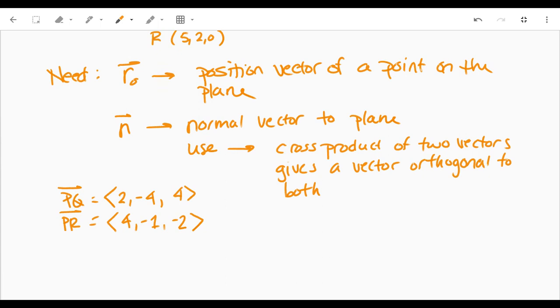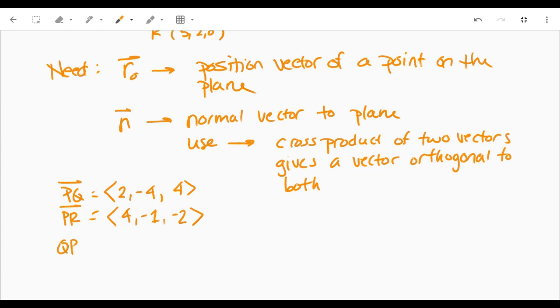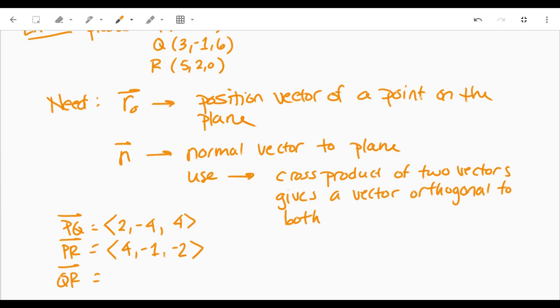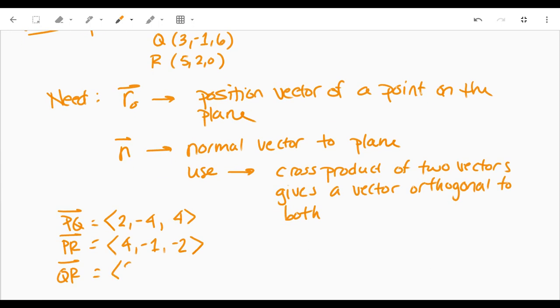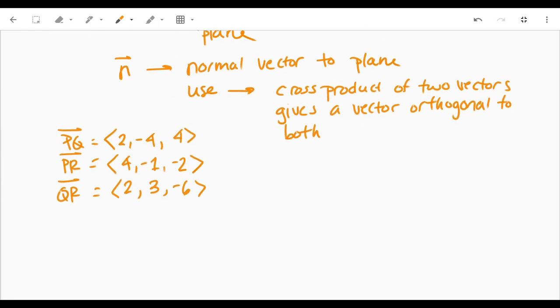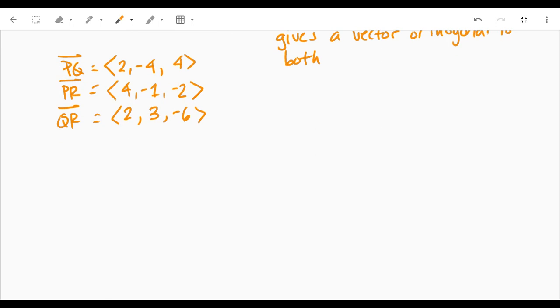We could use QR if we wanted to, which would be, let's see, 2, 3, negative 6. Okay, we can use any of those we want, and you could switch them around, like QP would just be the same as PQ, but negative, doesn't really matter. So we just need to pick 2 of those and find the cross product of them.